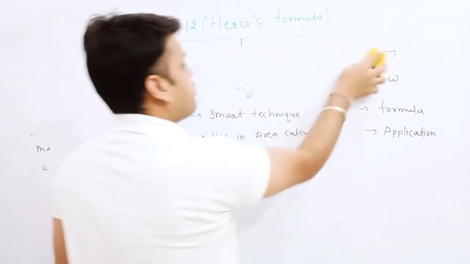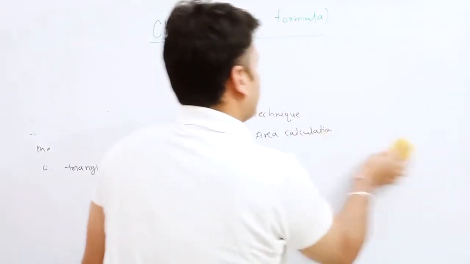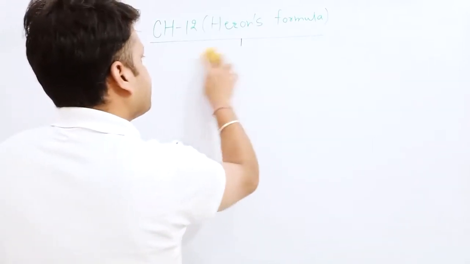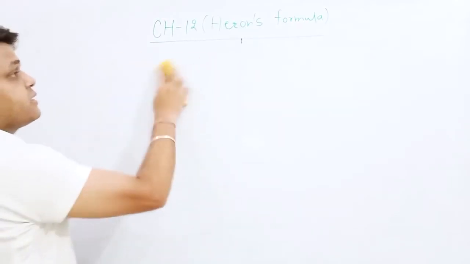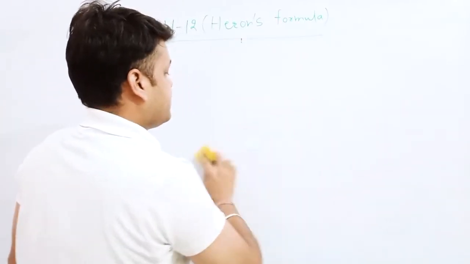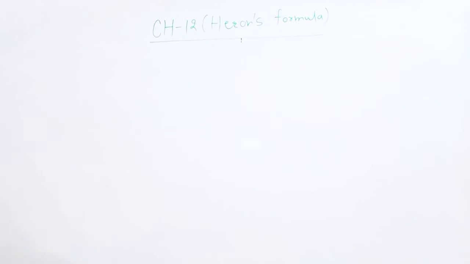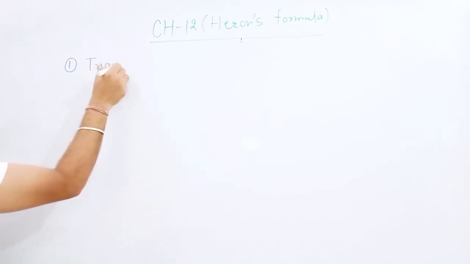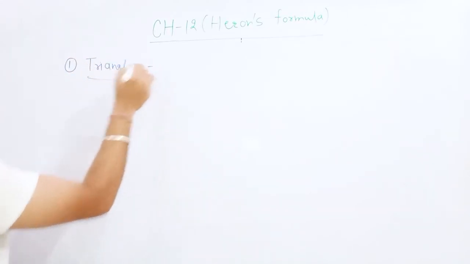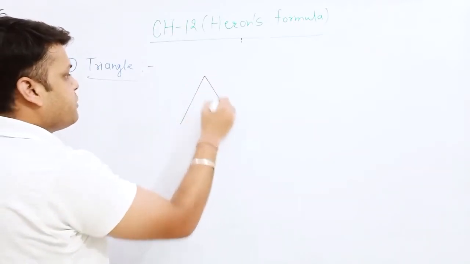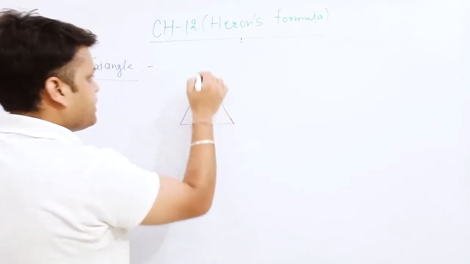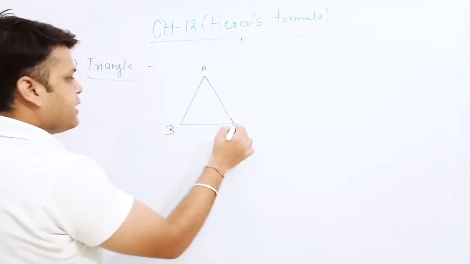Moving towards Heron's formula, first of all we are discussing some geometry, because in this chapter some special geometries are discussed, in which the first geometry is the triangle. And you all know about the triangle. A triangle is an enclosed geometry made by three line segments A, B and C.